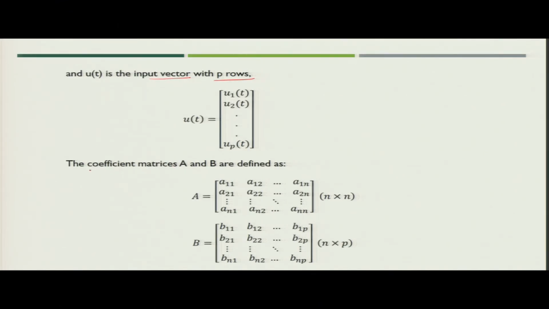Now, what are the coefficients? So, coefficient matrix A and B you can define as some variables a 1 1, a 1 2 and so on. So, A matrix will be n cross n matrix and B will be n cross p matrix.